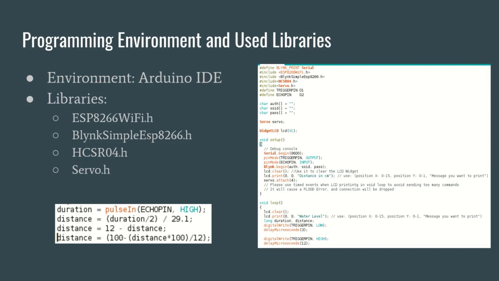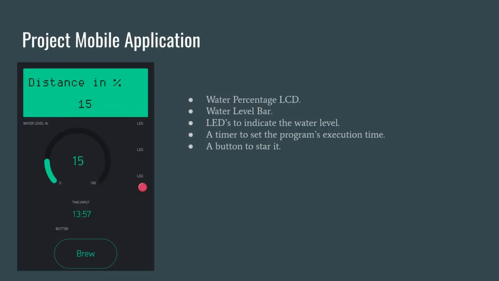My programming environment and used libraries are ESP8266 Wi-Fi, Blynk Simple ESP8266, HC-SR04, and the servo motor library. Here is my project mobile application. As you can see, I have quite a few widgets. There is a virtual LCD that shows the water percentage, a gauge to show the water level, virtual LEDs to indicate the water level, a timer to set the program's execution time, and a button to start it.